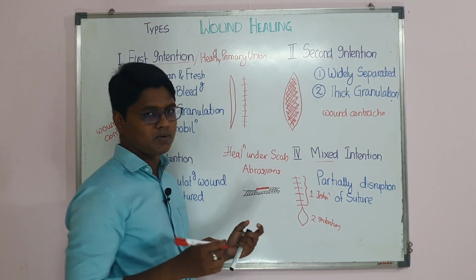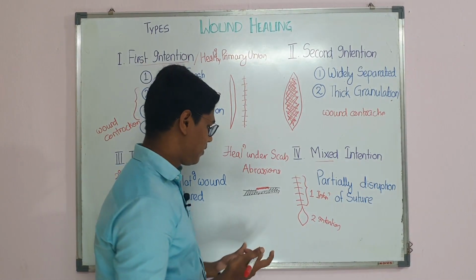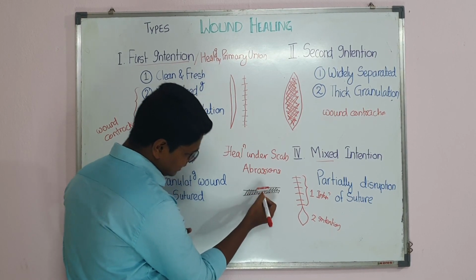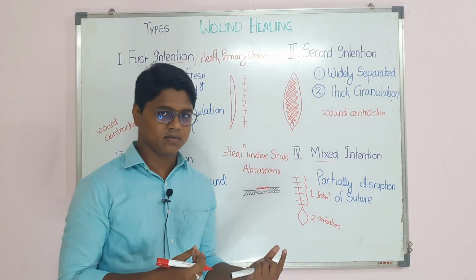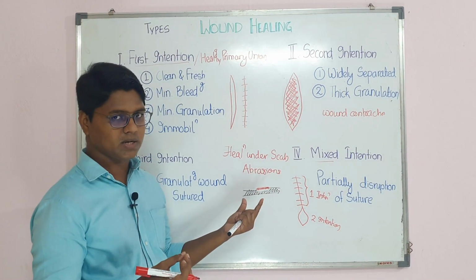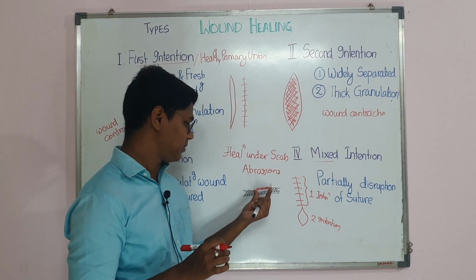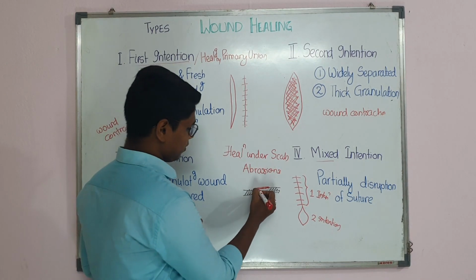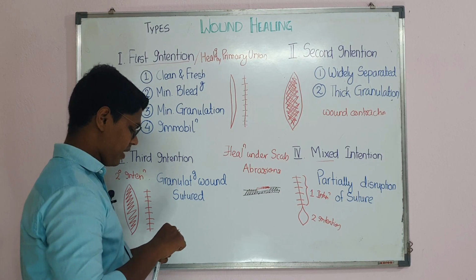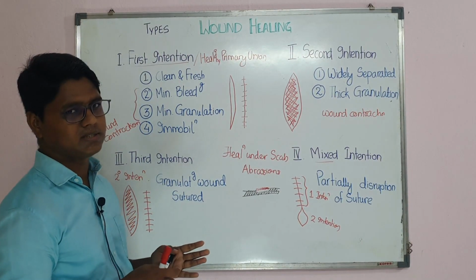You might have noticed while playing during childhood, when you fall down and have an abrasion, after one or two days you will find a scab. Under this scab there will be healing. That is why the scabs usually fall off naturally. Your parents might have told you, don't disturb this scab, because there is a healing process going on under it. That is known as healing under scab. It is basically for abrasion. Usually this is not a type of wound healing, but you can count it as a type of wound healing.